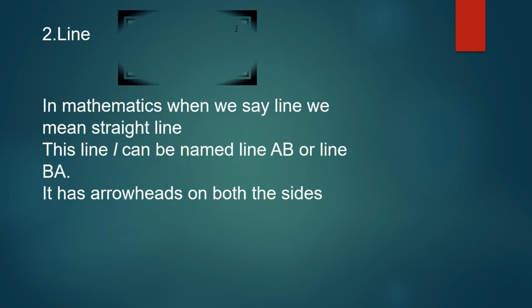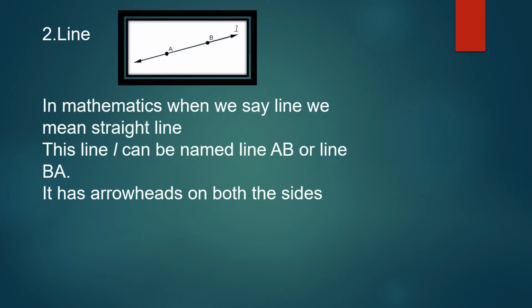Next is line. In mathematics, when we say line, it means a straight line. This line L can be named line AB or line BA. It has arrowheads on both the sides. That means it can be extended as much as we want to.